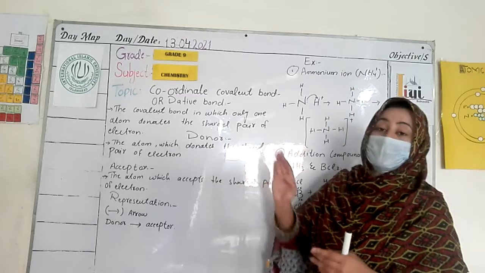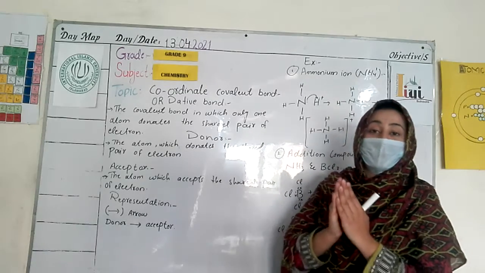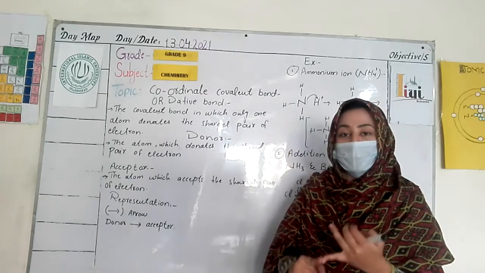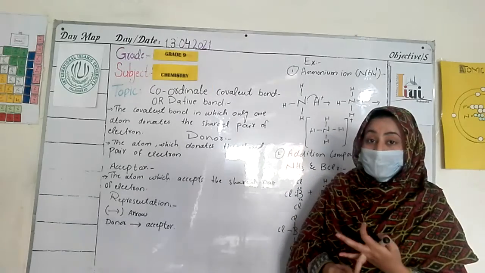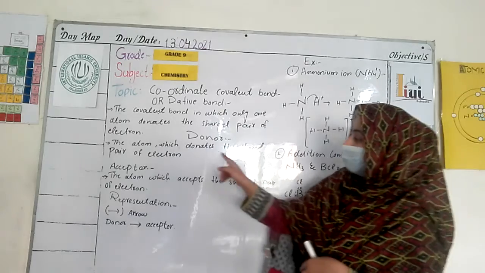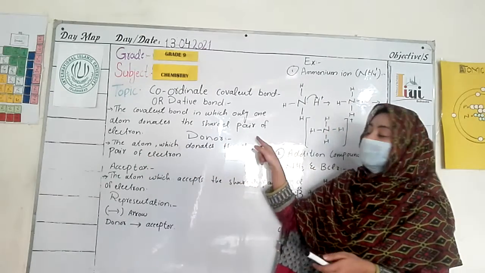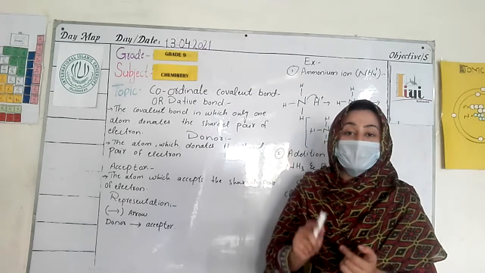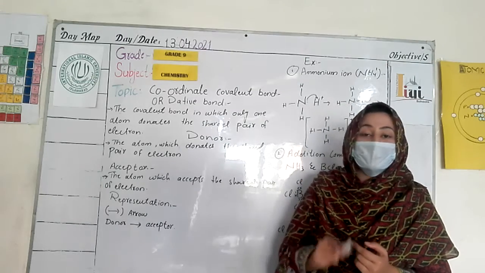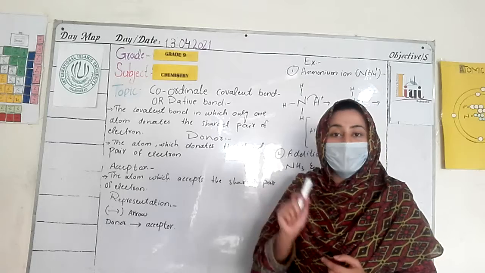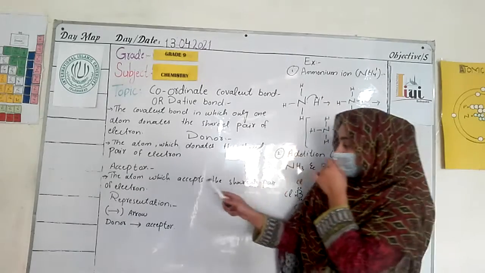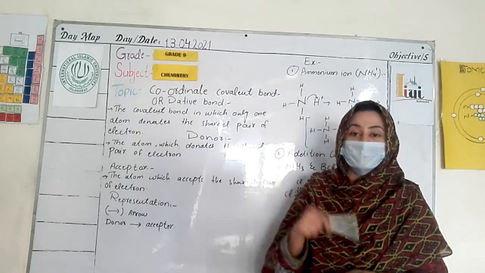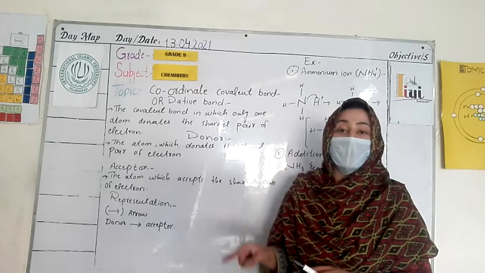So as we say, one atom can share its electrons. On this basis we have a donor and an acceptor. So what is a donor and what is an acceptor? The donor is the atom which donates the shared pair of electrons. And what is an acceptor? The atom which accepts the shared pair of electrons is called the acceptor.